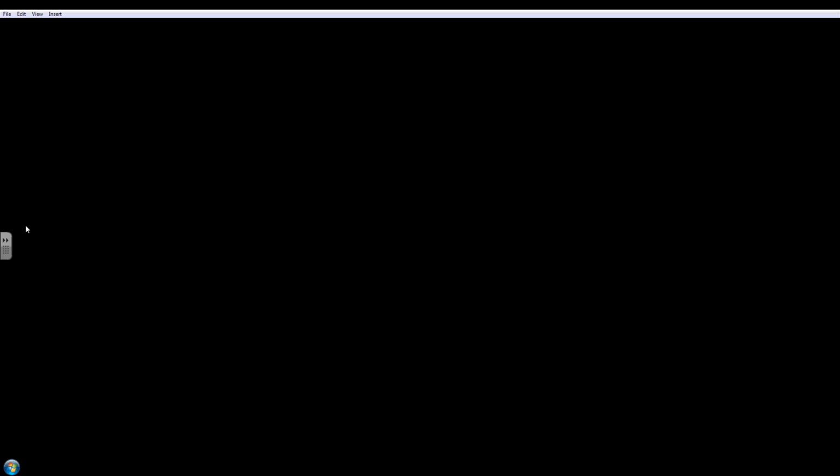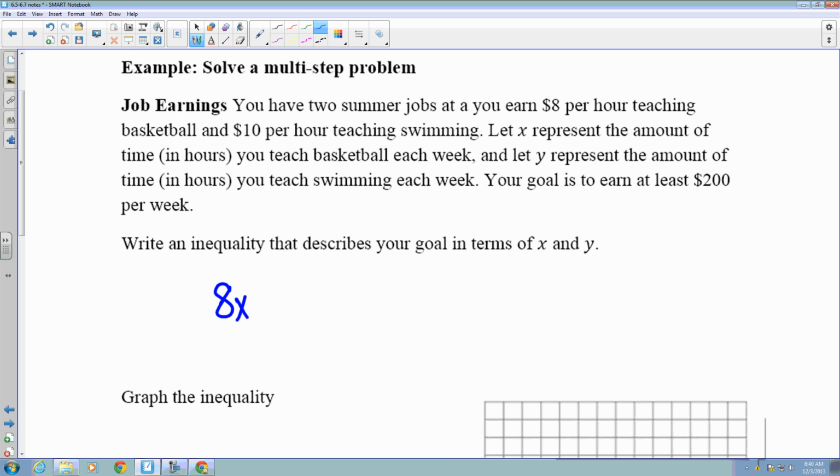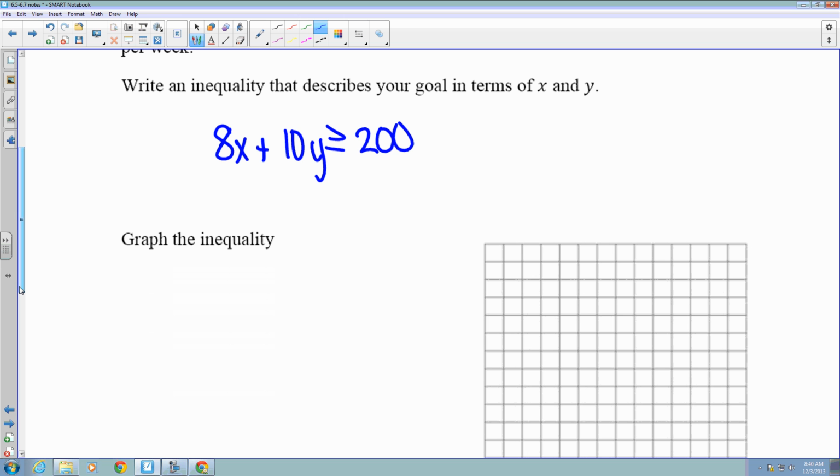So if you get $8 per hour teaching basketball, that would be 8X. And you're going to add on 10Y, and that has to be at least, so greater than or equal to 200. And then we also need to graph it. This is a solid line, first off.